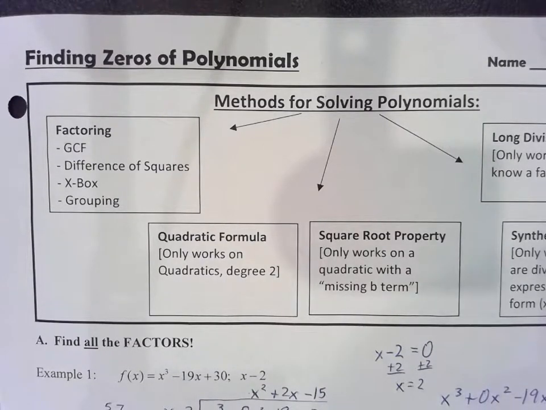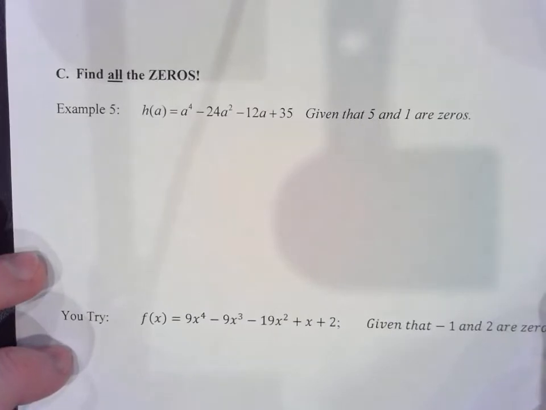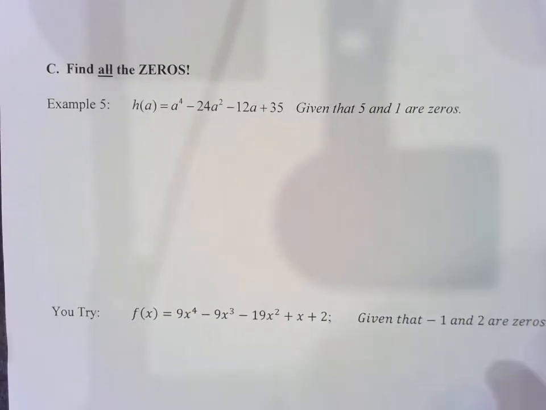on finding zeros of polynomials. Let's now look at part C. So we flip to the back side, and part C asks us to find all the zeros. So let's look at example 5.